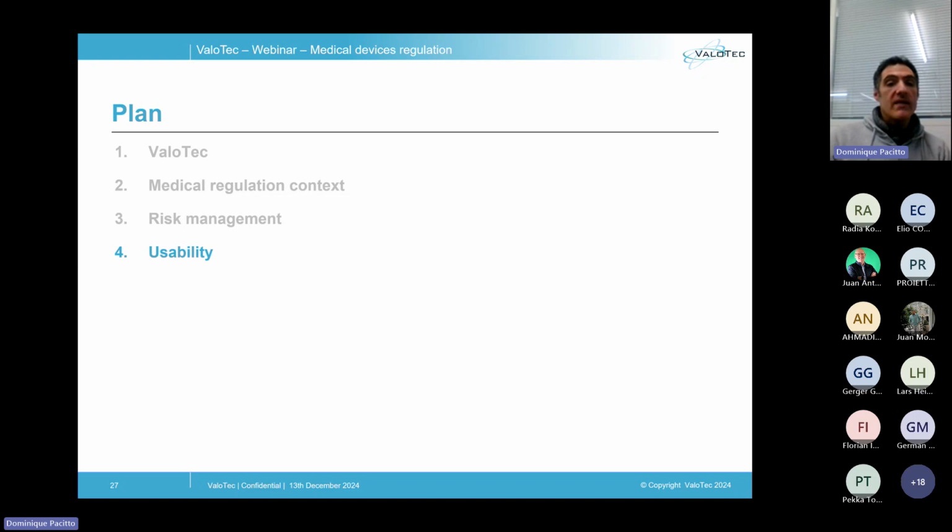You will see that part of the activities required should be performed in the context of the risk management, and we will apply the concepts seen to the study of the usability of a cochlear implant.